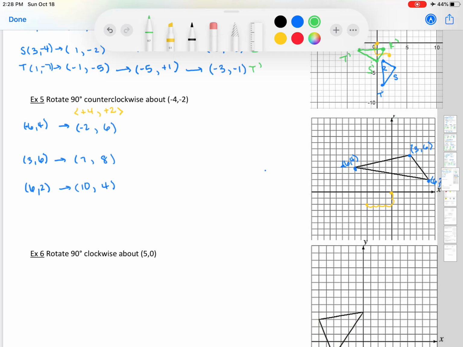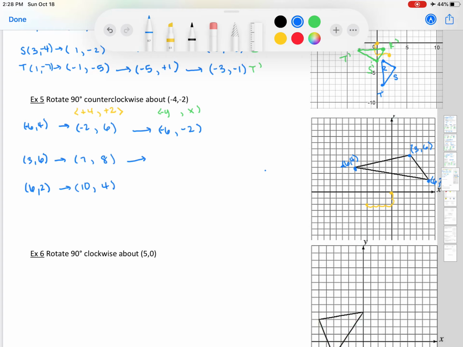Okay, so now that I've moved all of my coordinate points, I want to use the rule of rotation. If I'm going 90 degrees counterclockwise, my x and my y switch positions, and the first coordinate is going to change signs. So our first coordinate, which is now -2, 6, they're going to flip. So this is going to be 6, -2. And then our first coordinate is going to change signs. So this is going to be -6, -2.